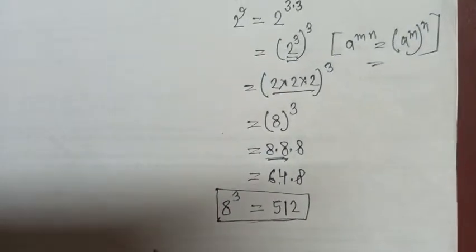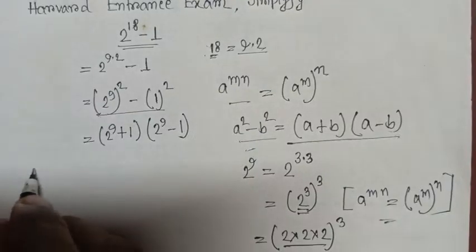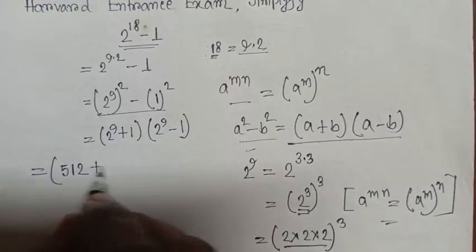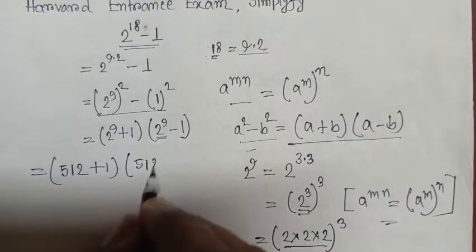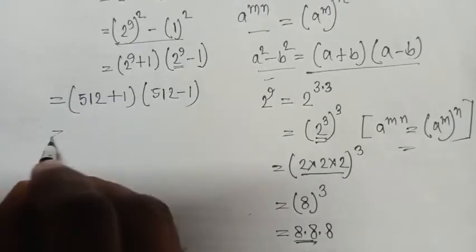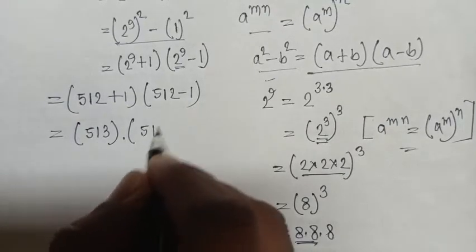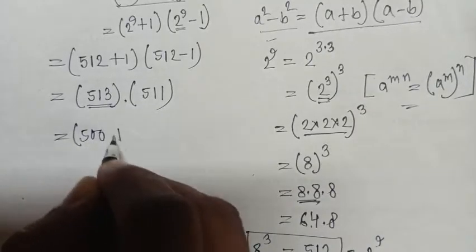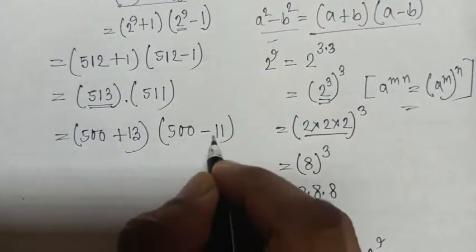Now we know that it is also equal to 2 to the power 9. So here we are putting this value that 2 to the power 9 is equal to 512 plus 1, and this 2 to the power 9 will be 512 minus 1. So we get 513 into 511. Now we can express it like this: 500 plus 13 into 500 minus 11.